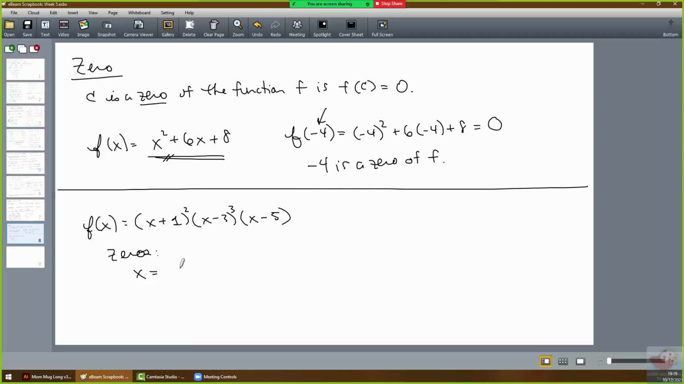Would it be -1? Yeah. -1 would make this first factor equal to 0, and then 0 times anything is 0, so that cancels out everything. What's another number? 3 and 5. Awesome. Good.